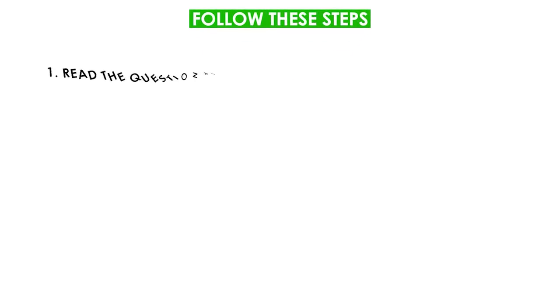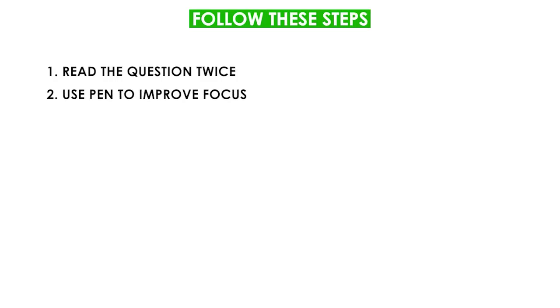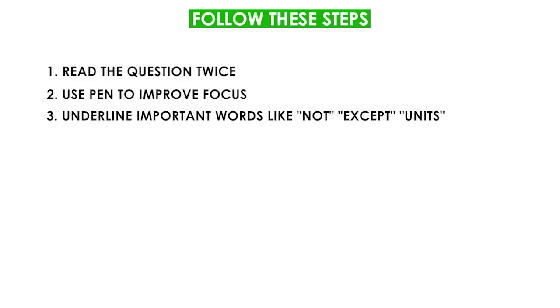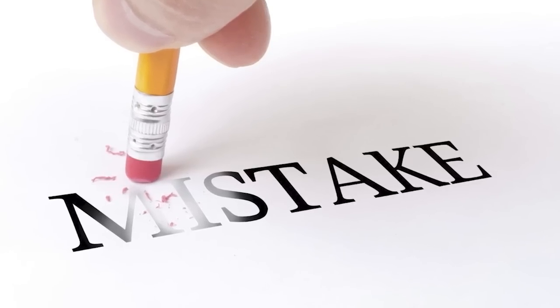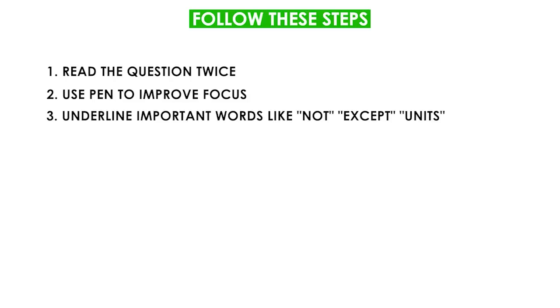First of all, I read the question twice before answering to ensure I haven't missed any word. Second, I use the pen while reading the question to improve my focus. Third, I will underline if I find not, except, or units in case of physics. This is where 99% of the students make blunders or silly mistakes. By following this strategy, this can be reduced.